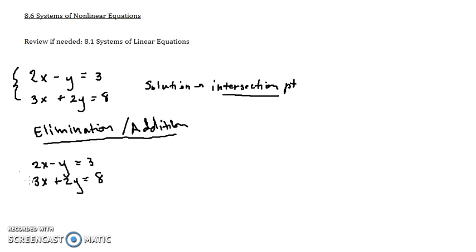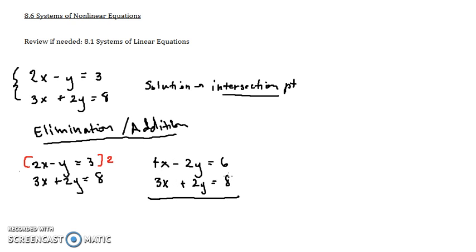So for this one, you could get the x's to cancel out, or you can get the y's to cancel out. It's totally up to you. Since the y's already have opposite signs, it may be easier to do that one. So let's say we take the first equation and multiply it by 2. We're going to multiply the entire equation by 2. That's important. And we get 4x minus 2y equals 6. And we get 3x plus 2y equals 8. The second equation hasn't changed. And we're going to add these together.